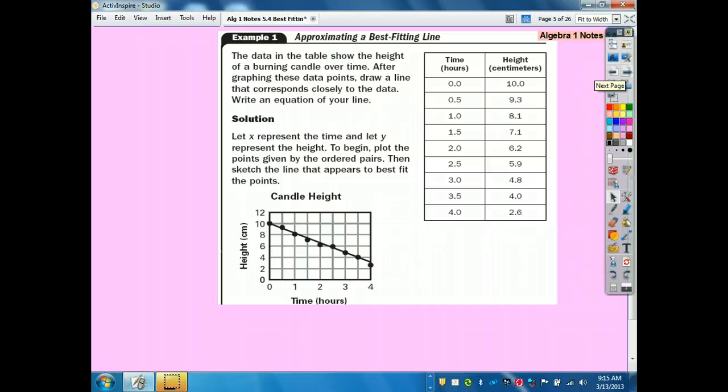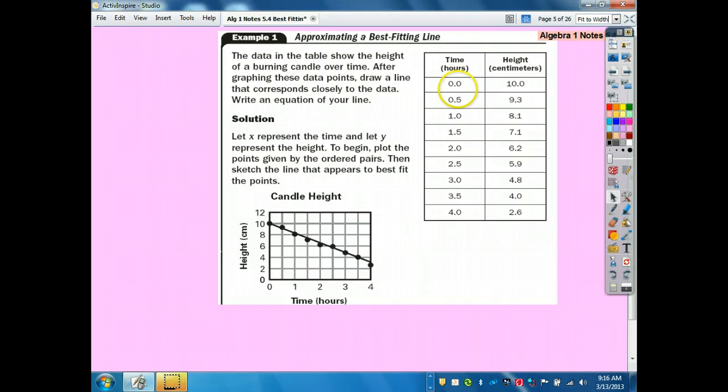Now, here's an example. Are yours plotted for you on your notes? They are, right? So you have this exact same graph right here. It says approximating a best fitting line. The data in the table shows the height of a burning candle over time. After graphing these data points, draw a line that corresponds closely to the data and then write an equation of your line. At the beginning of the school year, would you even have known what that meant? How about now? Yeah. Yes, that's what we've been doing over and over.